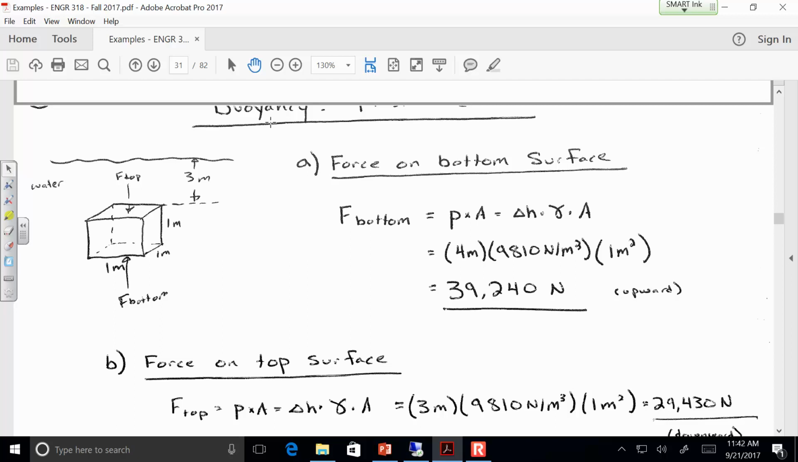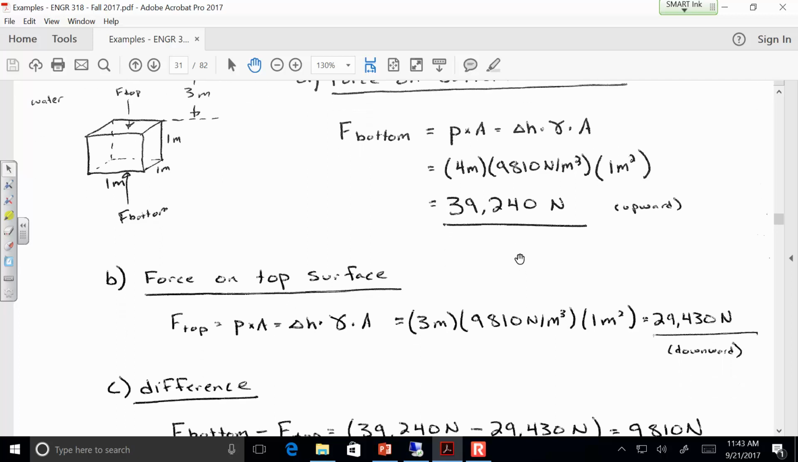All right. So what we do is we find the force on the bottom, which is going to be the pressure at that depth. So the pressure at that depth will just be 4 meters times the unit weight of this fluid, water, 9810. And then the area is 1 square meter, the bottom side area. So the force pushing up on the bottom is 39,240 newtons up. The downward force from above, we find the depth to that surface is 3 meters. So the downward force is 29,430. The difference between the two is 9810 newtons.